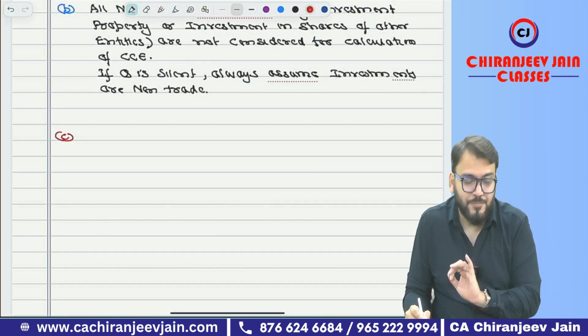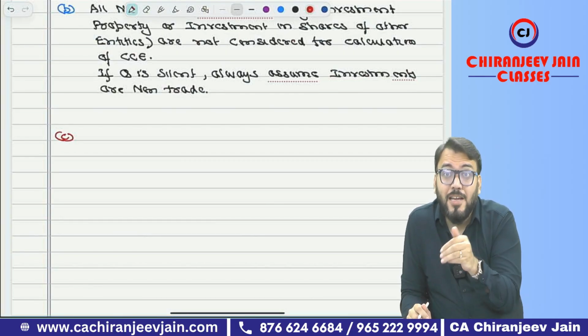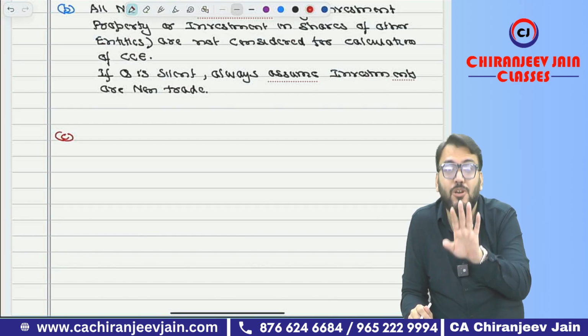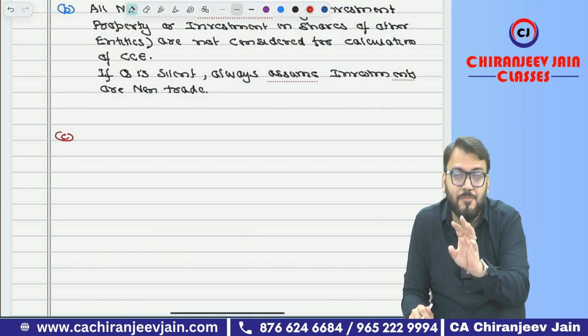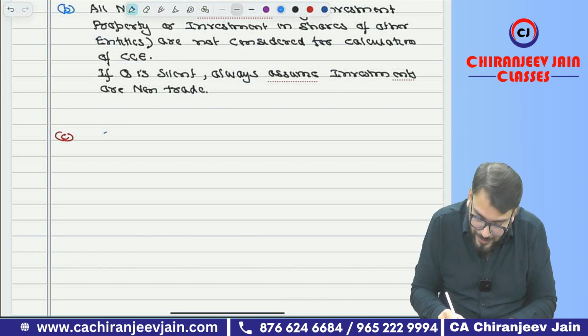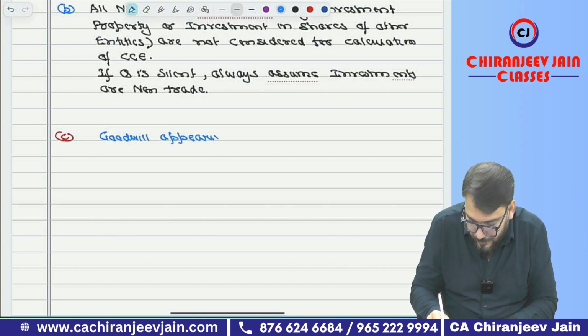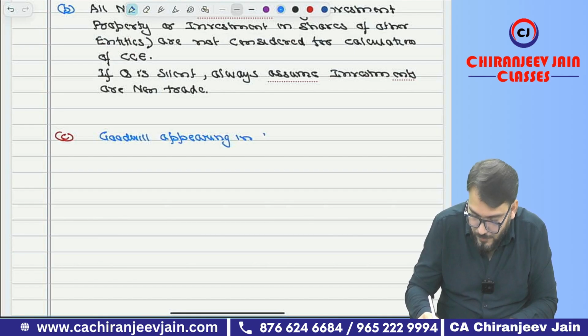Now, point number C. Special point about goodwill. Now, there may be some goodwill appearing in the balance sheet. Now, we are calculating capital employed, so one doubt will come, sir: should we add goodwill or should we ignore goodwill to find out capital employed? Okay, just write up: goodwill appearing in balance sheet.